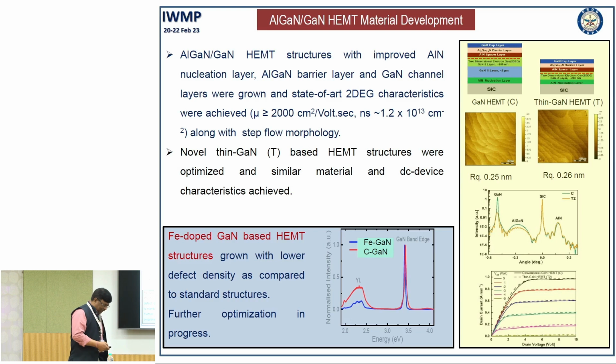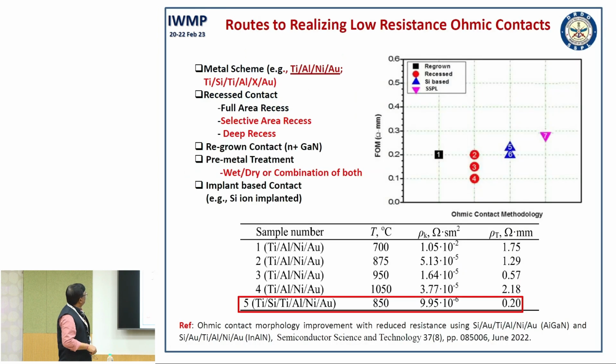And mainly we are working on two structures, one is thick buffer structure and one is buffer free structure, and in both we have achieved very good control of surface morphology. As you can see, the roughness is of the order of 0.25 nanometer, and step flow morphology is clearly seen, and device performance for both thick buffer and thin buffer is almost matching. Now these two kinds of devices we are routinely fabricating.